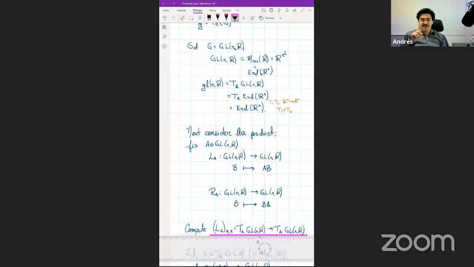Remember, A is non-singular, and this is the set of all n by n matrices. Okay, so I want to compute that differential.